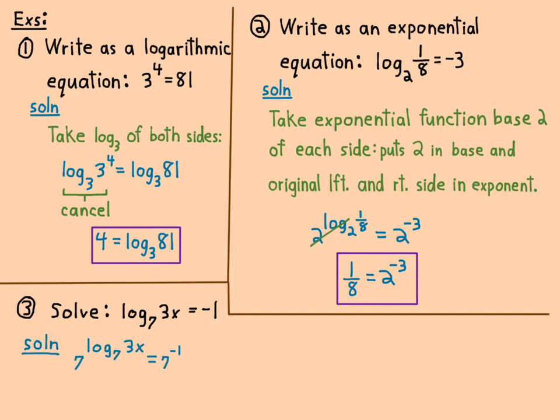Like that. Then these two cancel off, and the left side will just be 3x. So then it says 3x equals 1/7. And then you cross multiply the 3. It goes down on the bottom there. And you get x equals 1/21.